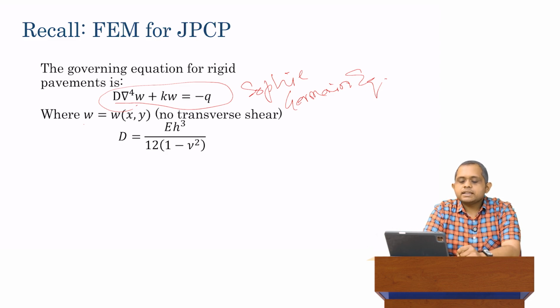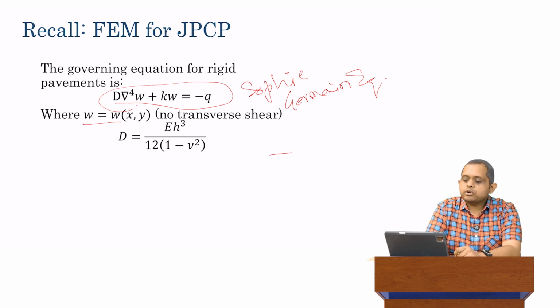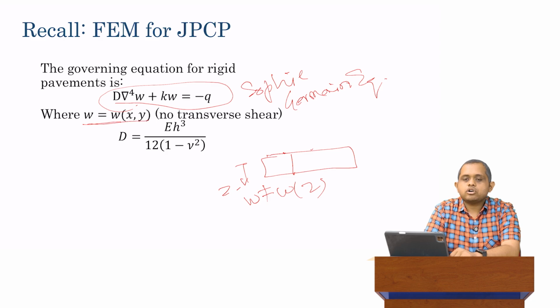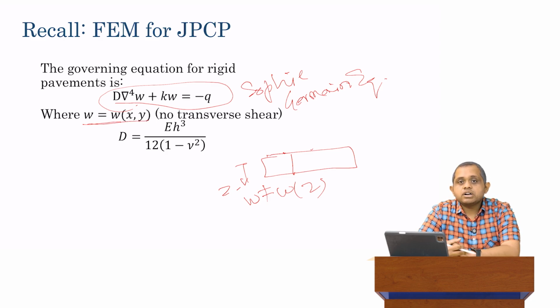But looking at the terms here, W is that deflection. If we look at it from a cross-sectional perspective, the deflection W is constant across the depth Z, and therefore W is not a function of Z. But W can change at different points on the surface. So W is a function of X and Y. This is the vertical or transverse displacement of the slab.